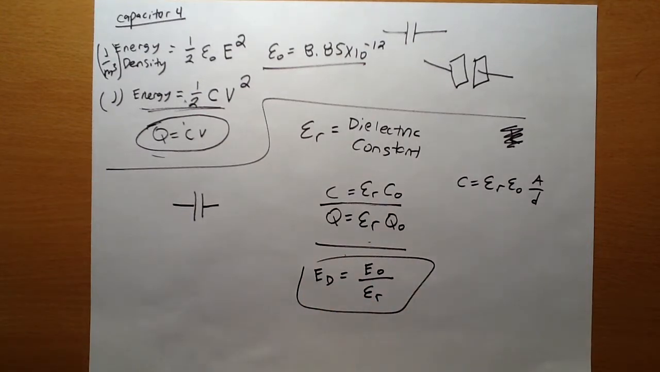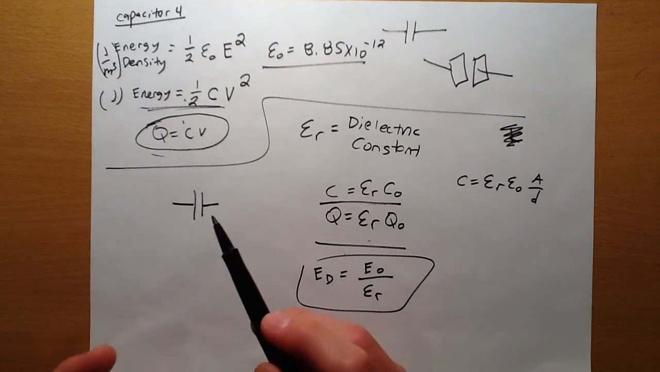So all these equations tell us what the new capacitance or the new charge and the new electric field is going to be if we add a dielectric other than air or vacuum. A dielectric is just something we put in the capacitor that changes the capacitance.